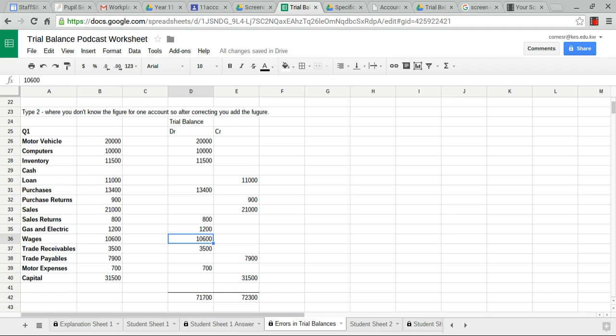Gas and electrics, an expense, that's correct. We've got wages, they're an expense. We've got trade receivables, a current asset, trade payables, a current liability, motor expenses are an expense, and capital. So there's a 600 difference between the two. Okay, the currency doesn't matter, it could be dollars, Kuwaiti dinar, pounds. So I'm going to put 600 on the debit side of the question.